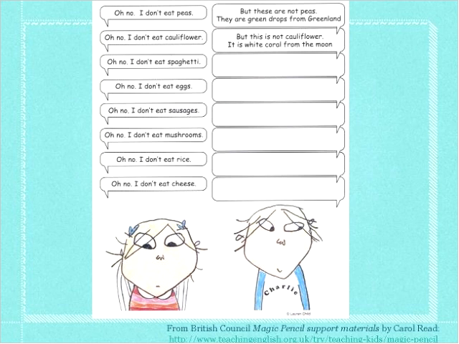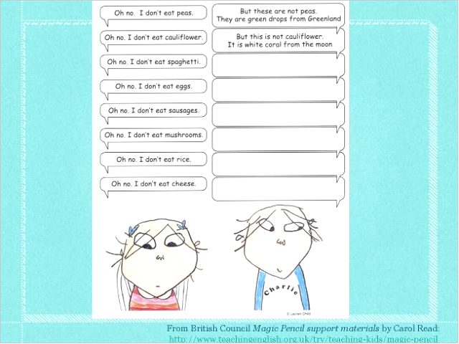So the first stage of the activity, the children invent what the food can possibly be. "Oh no, I don't eat spaghetti. But this is not spaghetti. This is mermaid's hair from the bottom of the sea," for example. Okay, so what we're then going to do is to set up a role play, which may be as simple or elaborate as you like, depending on the children and depending on their level.